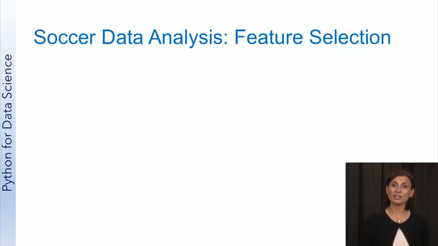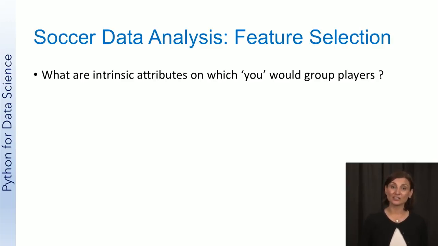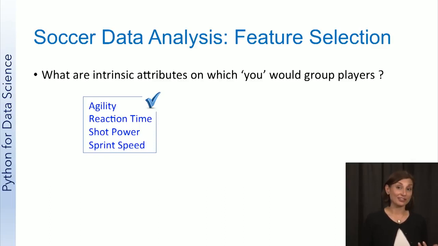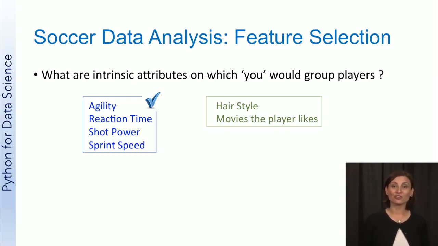Feature selection is about selecting attributes that have the greatest impact towards the problem you are solving. It requires some domain knowledge to narrow down the number of features. For example, in the soccer use case, if you're trying to predict a player's performance, what are the most critical attributes? Blue attributes on agility, reaction time, shot power, and sprint speed? Or green attributes on hairstyle or movie preferences?